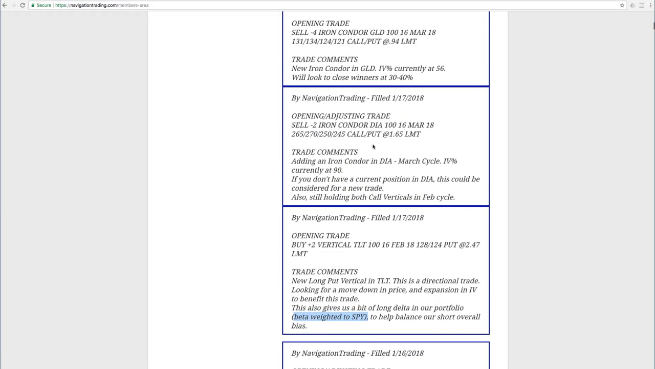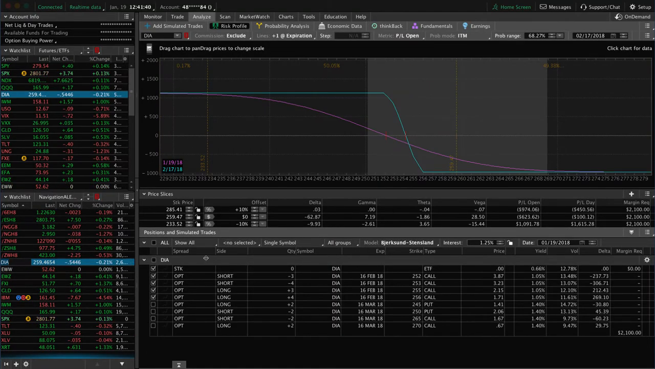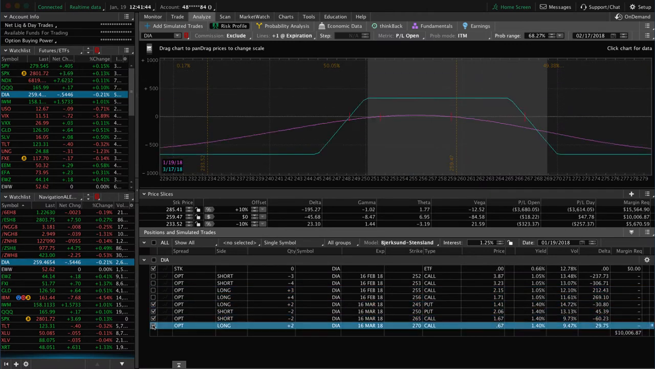Next trade was in DIA. So this was an opening adjusting trade. So we added an iron condor in DIA. So if we take a look at our graph here, this is the one that we just added. This was the alert. So we just added this iron condor. You can see not much movement since then. So still just waiting on that.